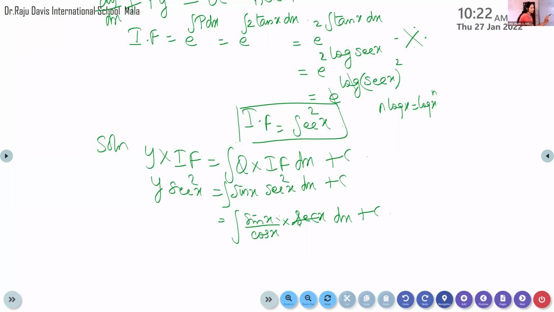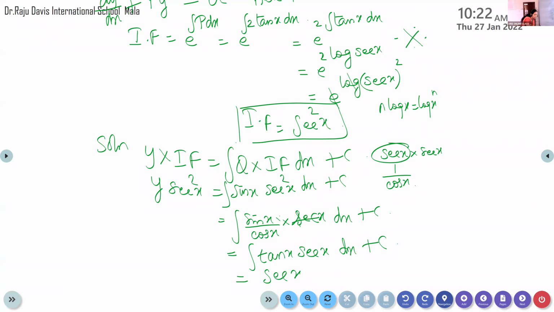Sec square x means we can write this as sec x into sec x. And what is sec? It is 1 by cos. So one sec we are writing as 1 by cos, the other one let it be like that. Now what is sin by cos? Tan x, isn't it? Tan x into sec x into dx. Now what is integral of sec x into tan x? It is sec x, isn't it? So it is sec x plus c. So y into sec square x is equal to sec x plus c.